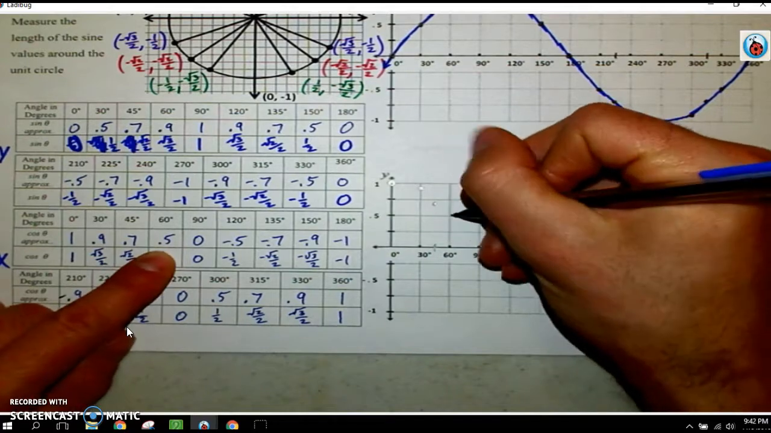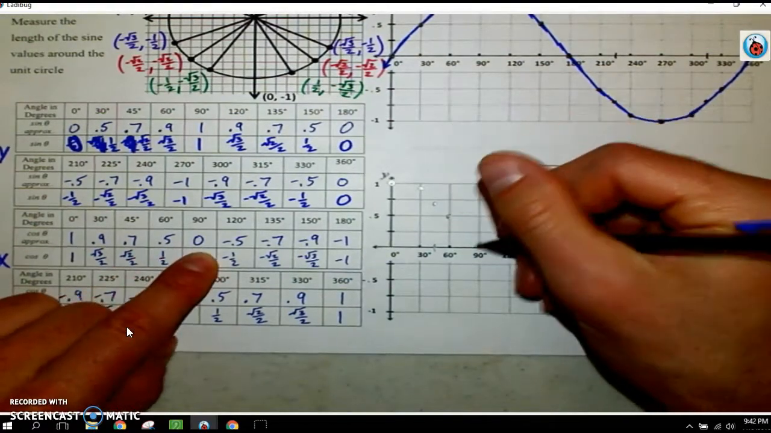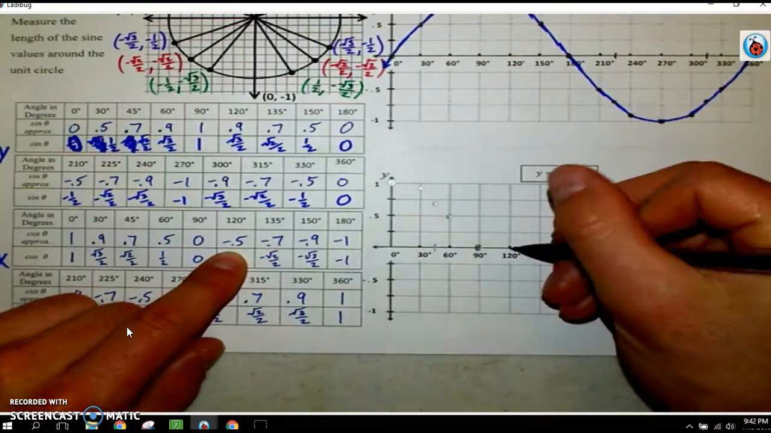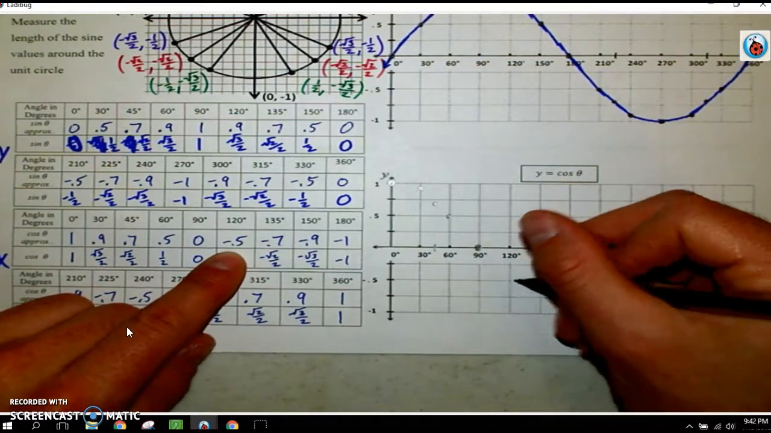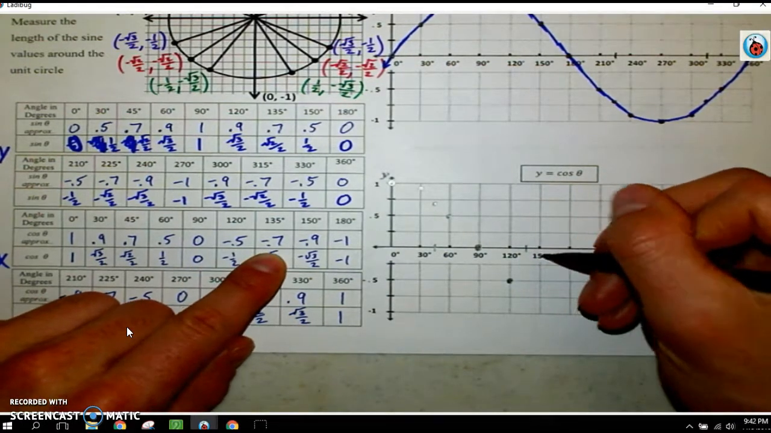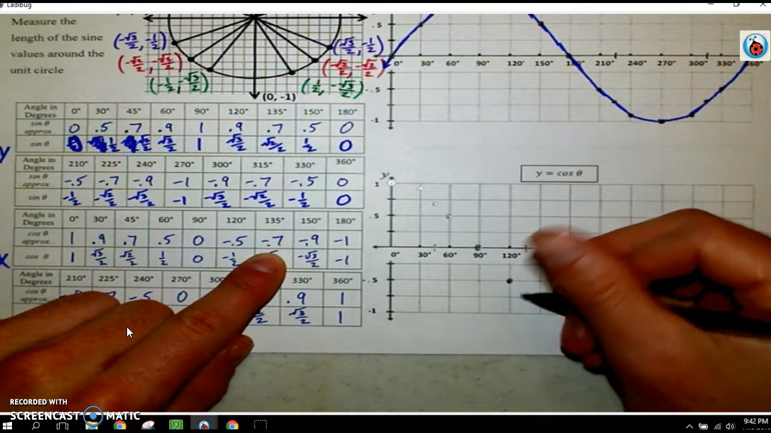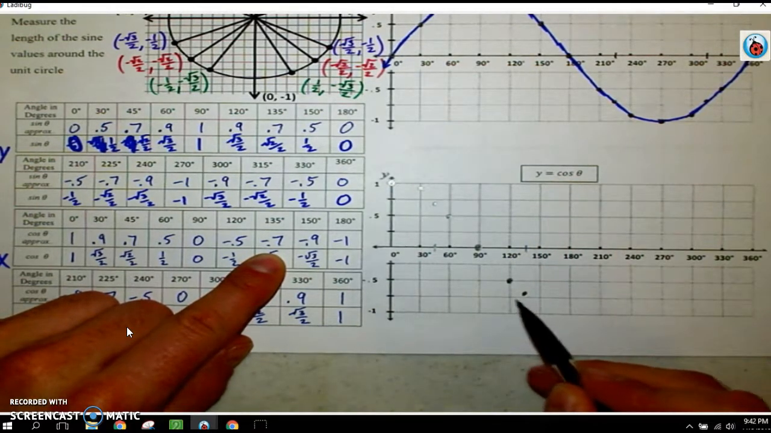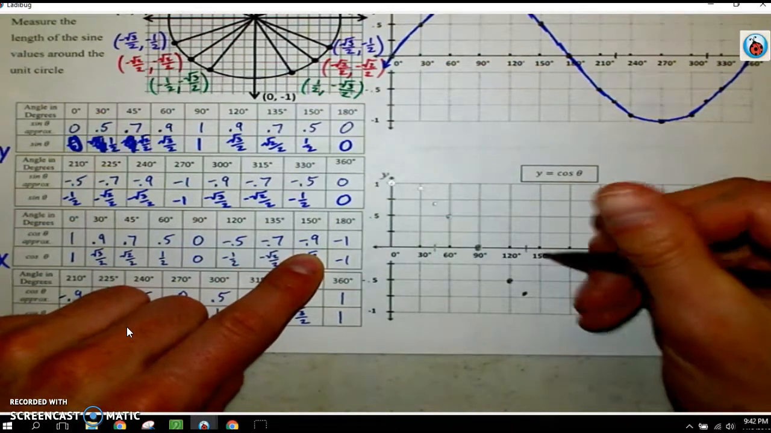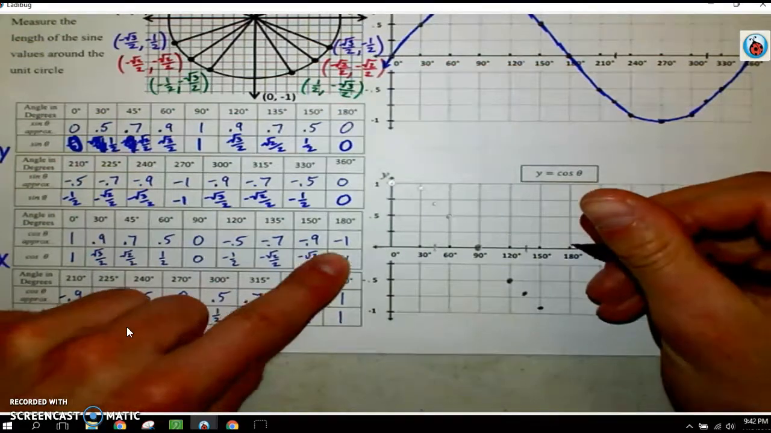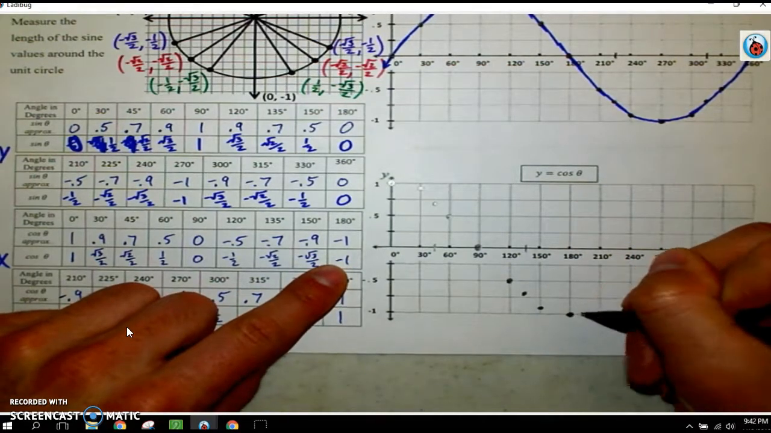At 60 degrees, I'm at 0.5. At 90 degrees, I'm down at my axis at 0. And then at 120, I start to go negative. So I have a negative 0.5. At 135, in between these two, I have a negative 0.7. So just a little bit above that line right there. At 150, I have a negative 0.9. And at 180, I'm down at negative 1.